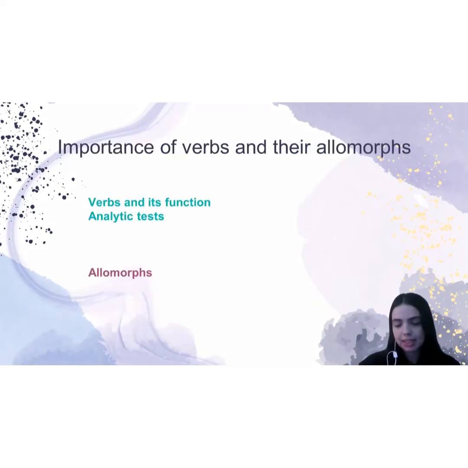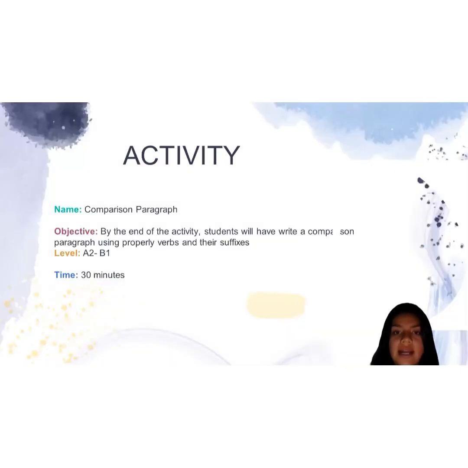Importance of verbs and their allomorphs. As future teachers, we consider it important to teach verbs and their function, and different analytic tests in order to allow students to determine if a word may be a verb. Also, we consider it important to teach allomorphs in order to allow students to achieve a good pronunciation and make their pronunciation understandable.